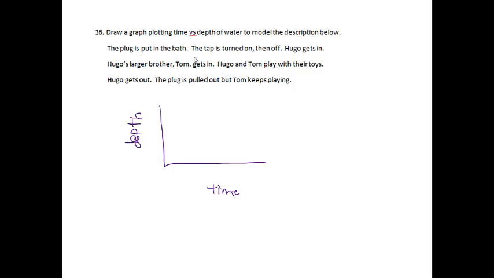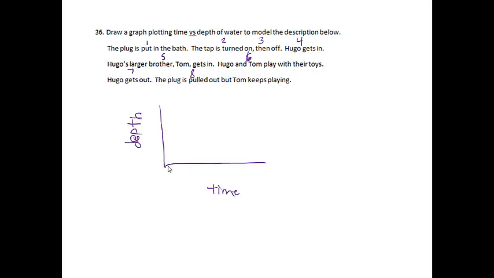So I'm going to put several things. The plug is put in the bath, so maybe that's a 1. The tap is turned on and then off. Hugo gets in. Hugo's larger brother Tom gets in. Hugo and Tom play with their toys. Hugo gets out. The plug is pulled out, but Tom keeps playing. Okay, so basically we have 8 different things going on in the bath. Okay, the plug is put in the bath. Until we put the plug in the bath, there's not going to be any water in the tub. So that's going to be 1.